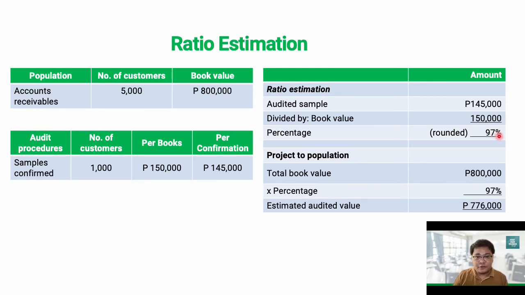So to get the audited value, we take the total book value of 800,000 multiplied by the percentage, 97%, and our estimated audited value is 776,000 pesos. So therefore, the estimated misstatement is the difference between 800,000 and 776,000, or 24,000 in this case. So that is the total amount of misstatement. So the misstatement is not only 5,000. 5,000 is the factual misstatement. Okay, but the 24,000 minus 5,000, that's 19,000, and that is considered as the projected misstatement.